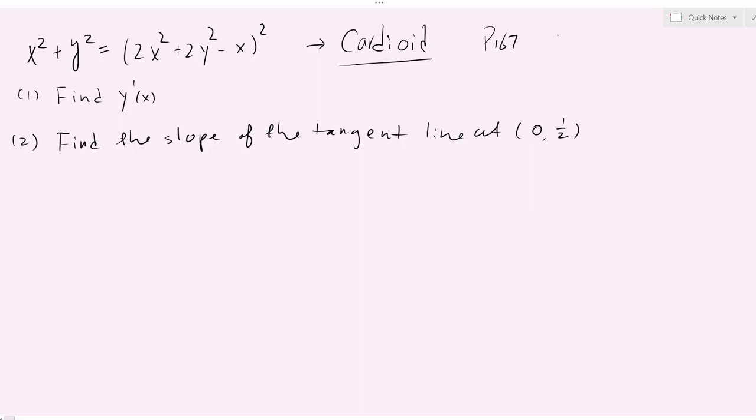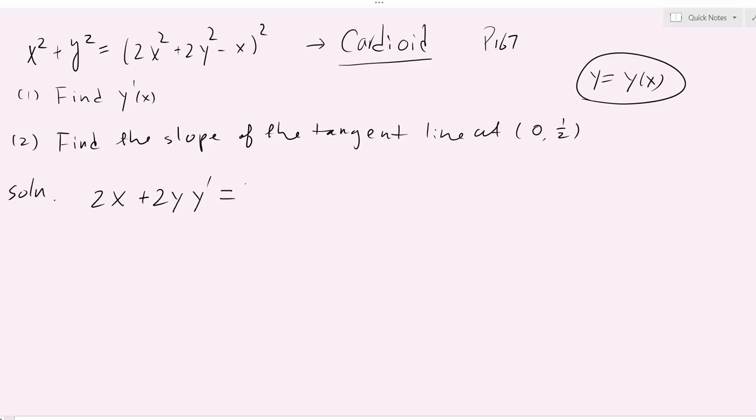So now, just remember, when we take the derivative, y is a function of x. So every time we see y, it is a function of x, and we need to use the chain rule. Okay, so we now differentiate both sides. We have 2x, that's okay, plus 2y y prime because of the chain rule. Now here on the right hand side, we have to use the chain rule again.